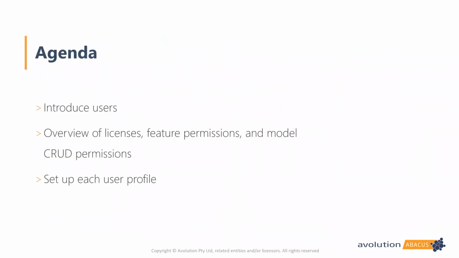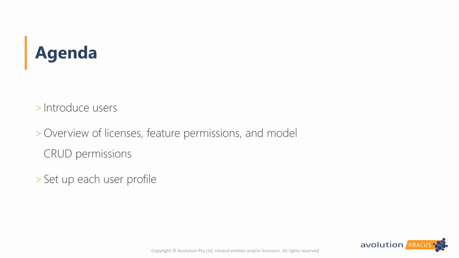So our agenda today is to start out by introducing some users. We're going to start out with some user types that can represent the types of people that you might need to create roles for in Abacus that are going to be working tangentially or directly with enterprise architecture. And then we're going to jump into an overview of licenses, feature permissions, and model create, read, update, delete permissions so that we can understand the landscape that we're working with.